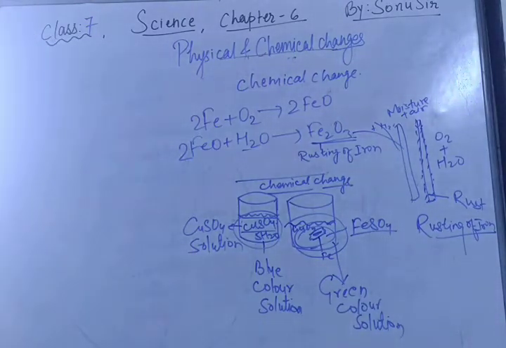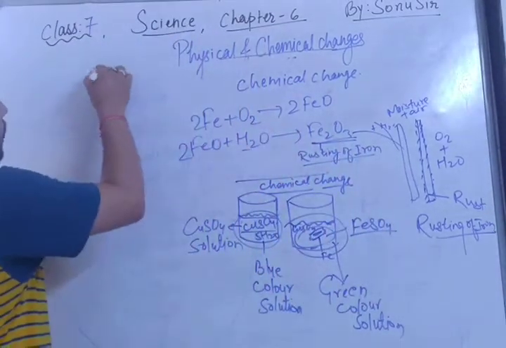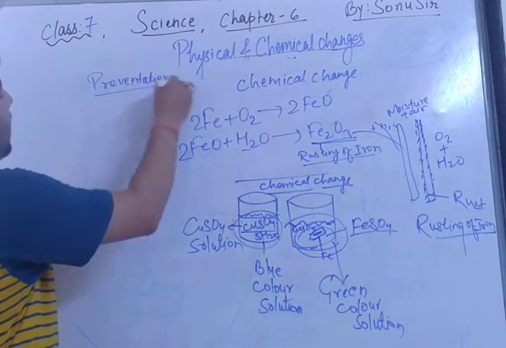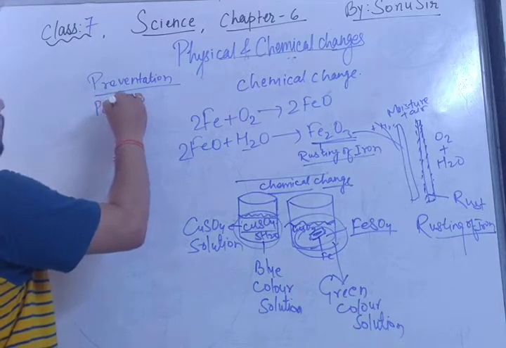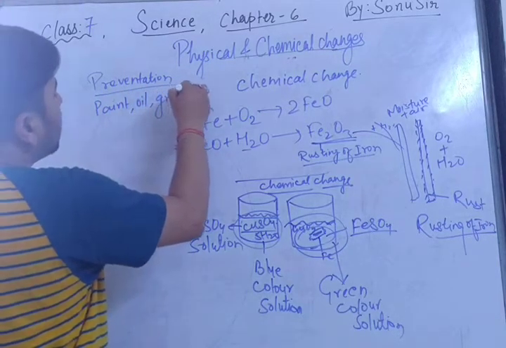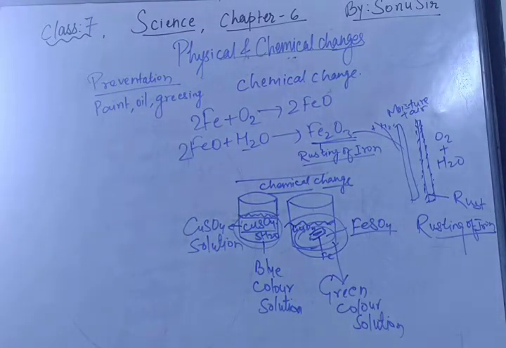I hope all of you understand the concept of chemical change, and the rusting of iron also you have seen. As the iron reacts with oxygen, it converts into rust. Now the question is, how to prevent this rusting of iron? Prevention of rusting of iron. So what happens? You know very well. We do paint, or we put oil, or we do greasing. Oiling, glazing, you know very well, right? How many of you know about this process?